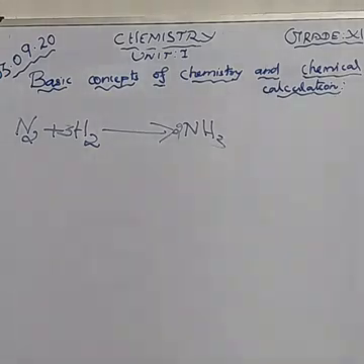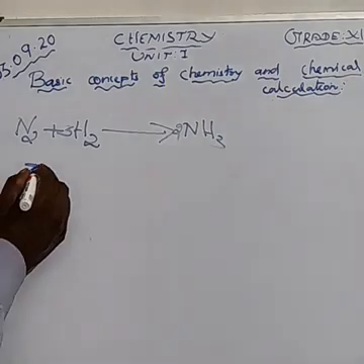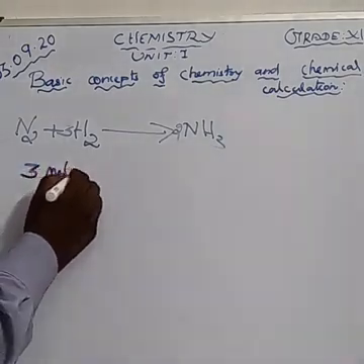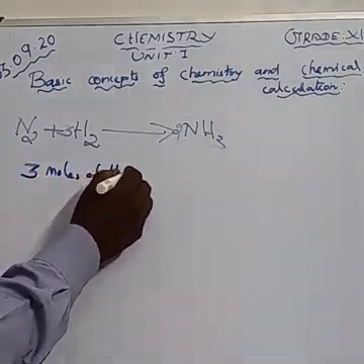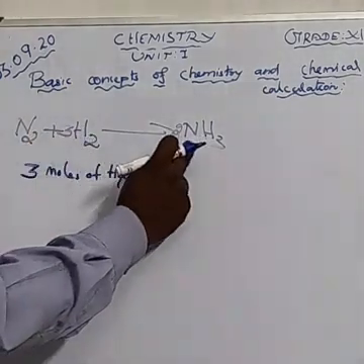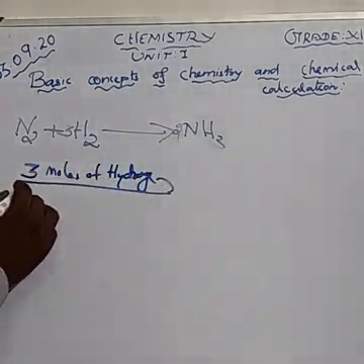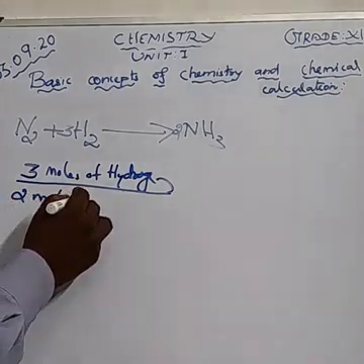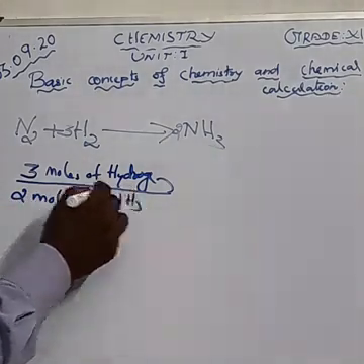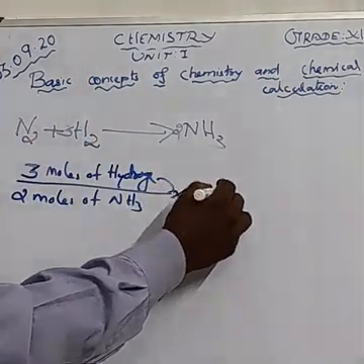So therefore, to produce 10 moles of ammonia, how can you write the formula? That is 3 moles of hydrogen divided by 2 moles of ammonia, into 10 moles of ammonia.